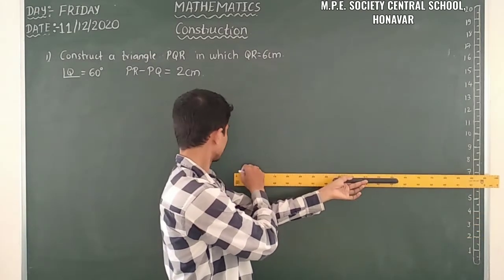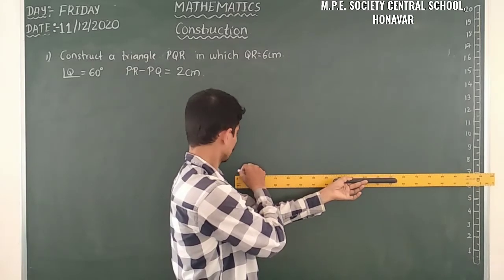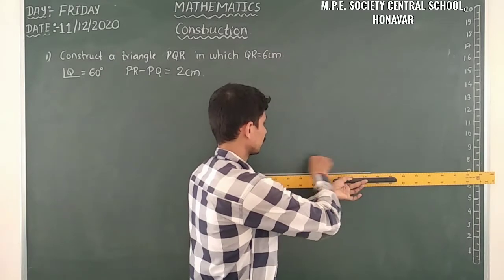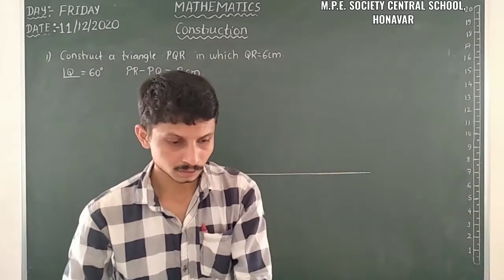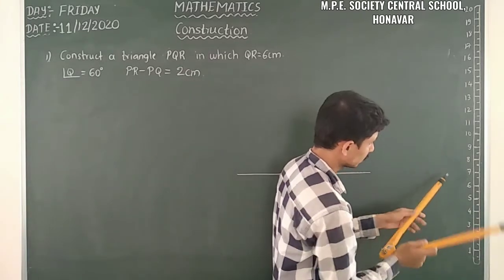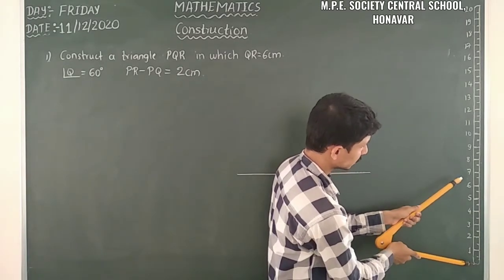Here I will take, at the middle of that one, the base. Here I will take, and then I have to take the value of 6 cm distance. So here I have the scale, my scale.